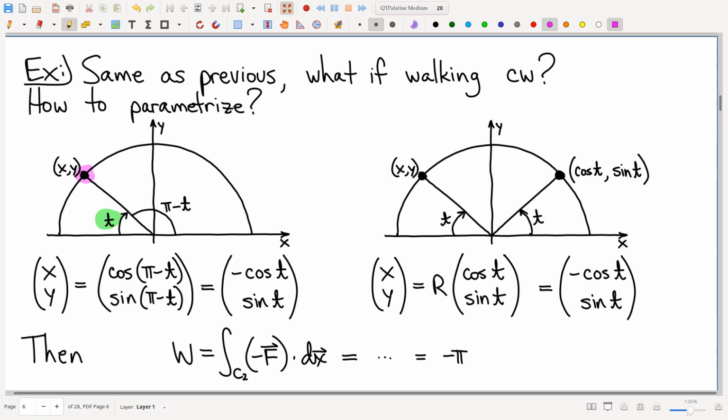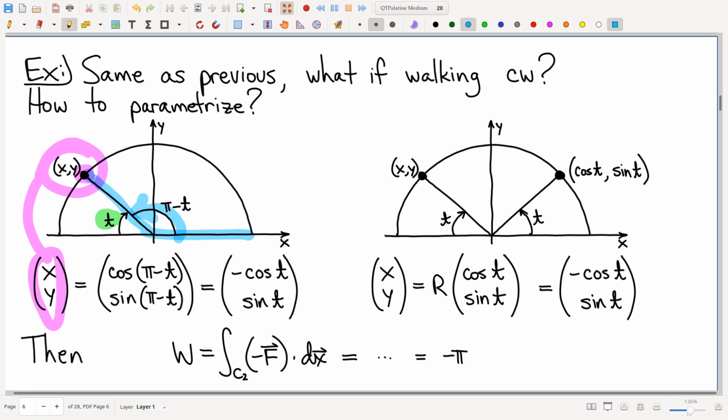In order to parameterize the curve, of course, I need position as a function of t. So I need to look at this picture here and figure out how I'm going to identify x and y in terms of t. We don't have trig set up around this picture. It's the wrong angle. What we have trig set up around is this angle here.